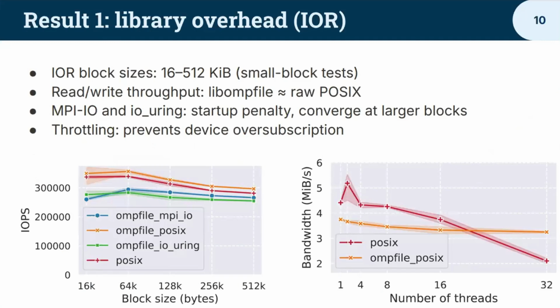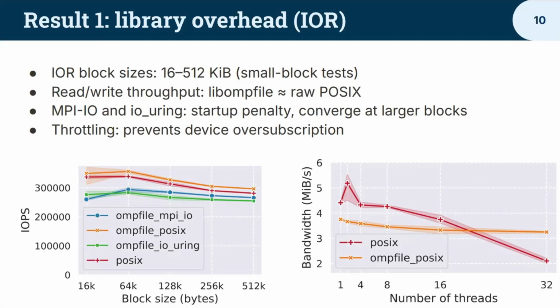So first, the library overhead. We are running with small block sizes because that's where the overhead would appear. And we are checking the number of IO operations per second using different backends for the IOWarp file backends against regular POSIX calls. So we just implemented a new backend for the IOR benchmark. And we have two tests here. One changes the number of threads issuing parallel reads, and one is parallel writes. And then IOR number of operations per second, varying the block size.